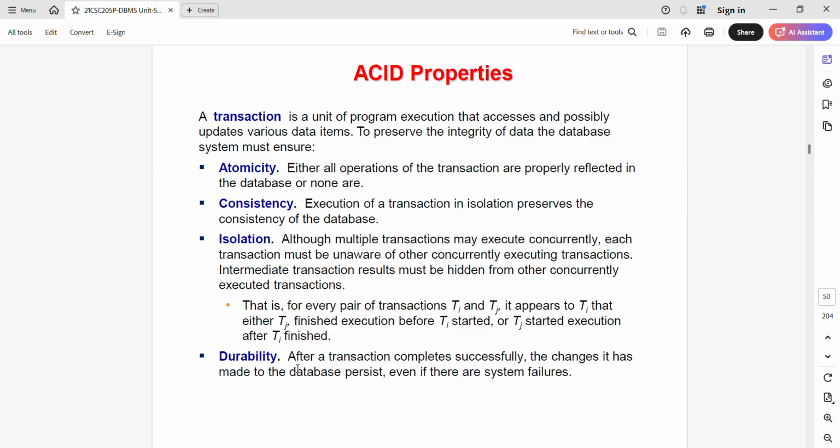That is isolation. And durability: after a transaction completes successfully, the changes it has made to the database persist even if there are system failures. In case the system fails, it should not be reflected in the database updation.